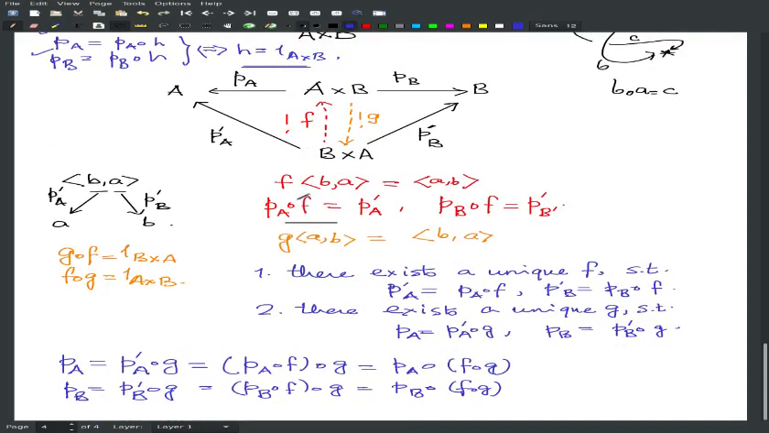You told me this. But you have told me F cross G is also doing the same thing. PA is equal to PA composed F cross G, PB is equal to PB composed F cross G, and therefore F composed G must be equal to the identity of A cross B.